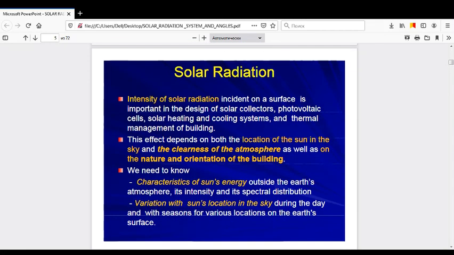Now solar radiation. The intensity of the solar radiation incident on a surface is important in the design of solar collector, photovoltaic cell, solar heating and cooling system and thermal management of the building.